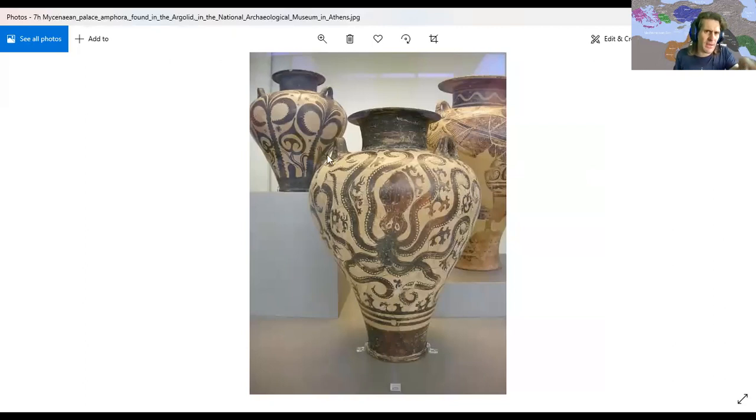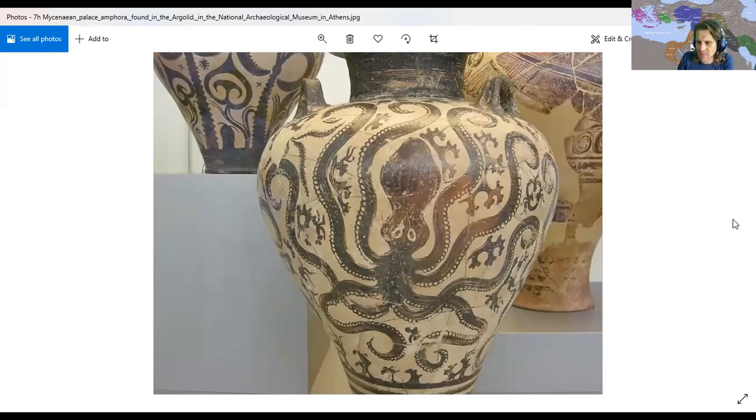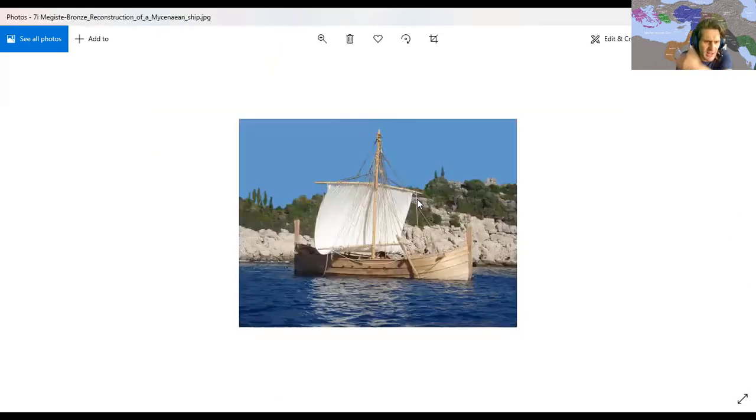So we know about the Mycenaeans, great trading people. These are from the palace site of Argolid, now on display in the Athens Museum. But obviously they're trading, and all this thing about trade, back to the beginning of the lecture, that sense of trade in these types of vessels declines and goes away.